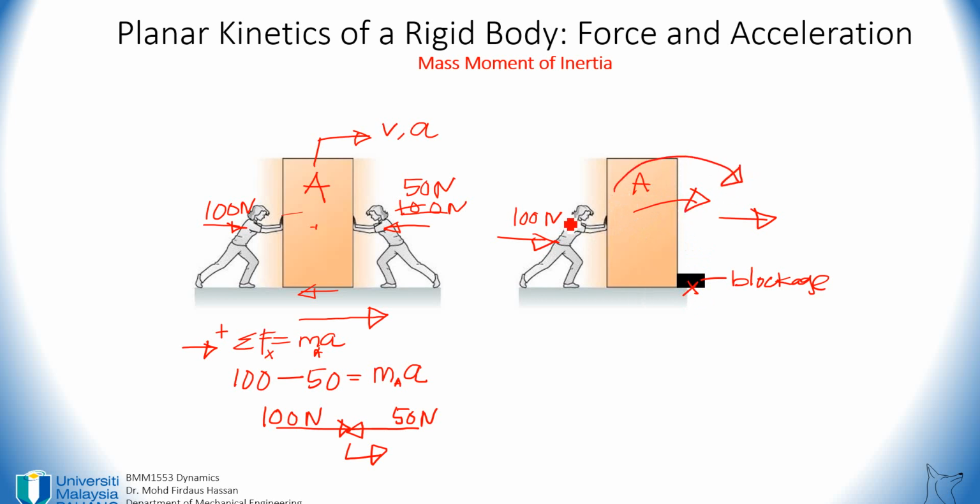So the action of this 100 Newton force is to the right at this point, and this blockage also creates a force to the left. These two forces don't cross at the same point of action. Since it has a different amount of force, which we don't know here, for example 20 Newton, it will create a moment. Once it creates a moment, it will experience a rotational motion.